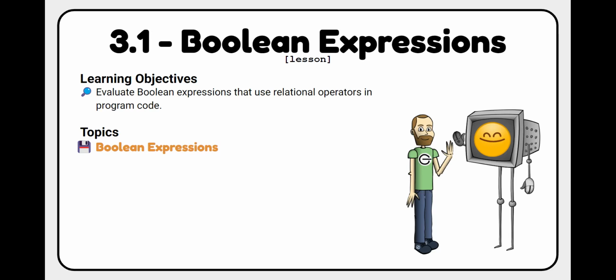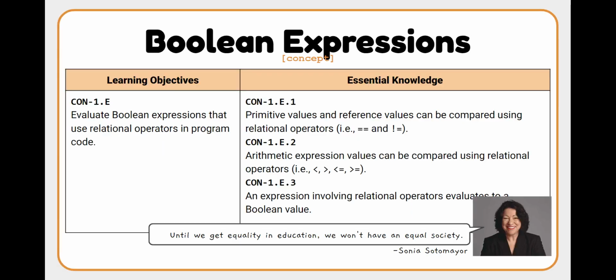Let's keep rolling and move right into Unit 3, starting with 3.1, Boolean expressions. We'll see if it's true when I say that Boolean expressions are going to be a lot of fun. Our only concept this unit is Boolean expressions. Our learning objective: we want to be able to evaluate Boolean expressions that use relational operators in program code.